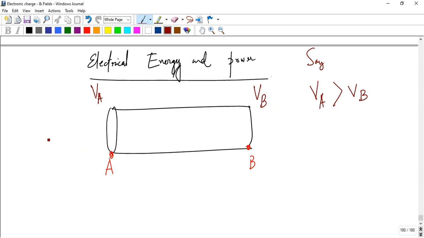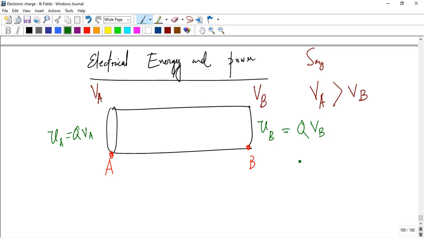So potential energy, that's the important parameter, is potential energy at A. From the previous chapter, we know that is Q times VA, and potential energy at point B or port B, that is equal to Q, the free charge carrier, times VB.